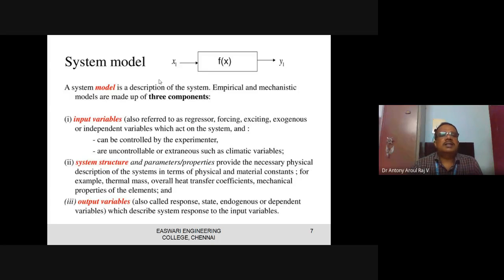In this system model, you will have input variables, as I told you in class 1. What is simulation? It is the response of your system to external excitation. The external excitations are the climatic parameters, and you have the system structure, that is, the building structure. The output variable is the heat entering into the building, or its temperature. All these things constitute the system model.